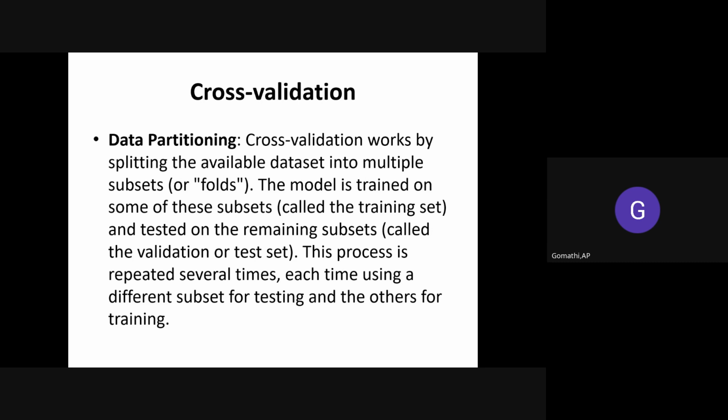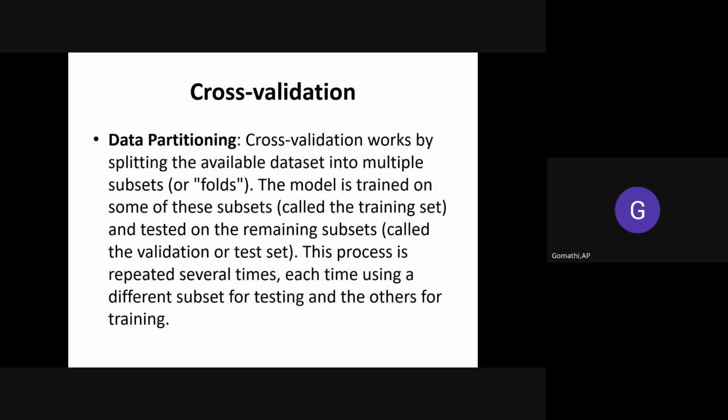So in data partitioning, we take one data set, and that data set is divided into multiple subsets. We do not send all the subsets for testing, or all of them for training. We have to split: some subsets will be taken for testing, and the remaining subsets will go for training. From that result, we will get the performance of the model.